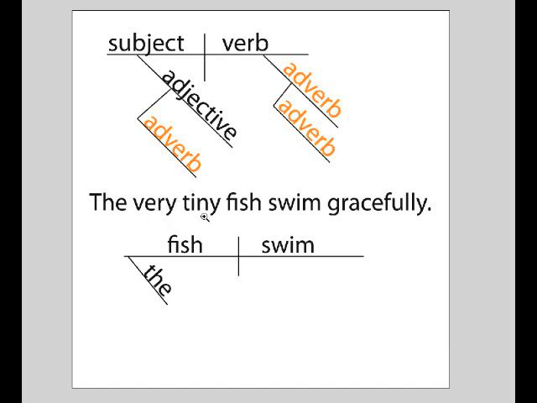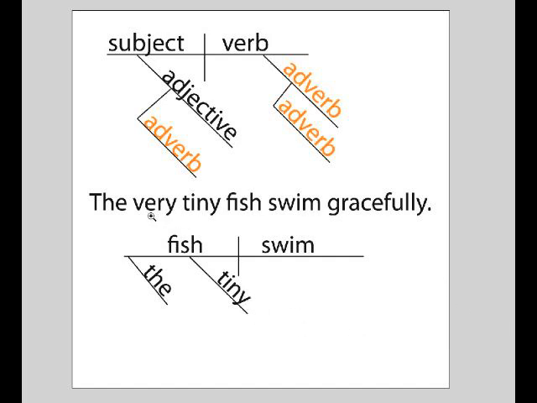So what is tiny doing? Tiny is telling us more about the noun fish. What kind of fish? Tiny fish. So it goes on a line underneath the noun it's modifying. It is an adjective and it sits on this slanted line right here.